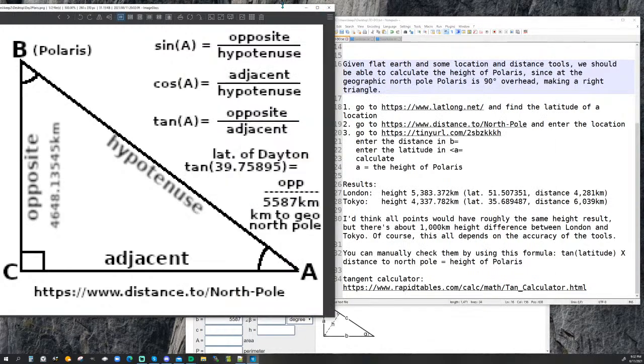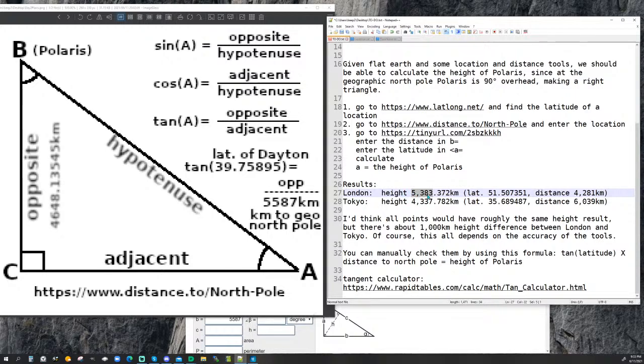So if those things are accurate, and especially if the distance to the North Pole is the bigger if, then you plug in various locations and you should get similar heights, but I don't. Now the one for where I am was 4648 kilometers. Tokyo is 4337, so not too much different, but for some reason London is 5383. So between Tokyo and London, there's a difference of 1,000 kilometers in height.